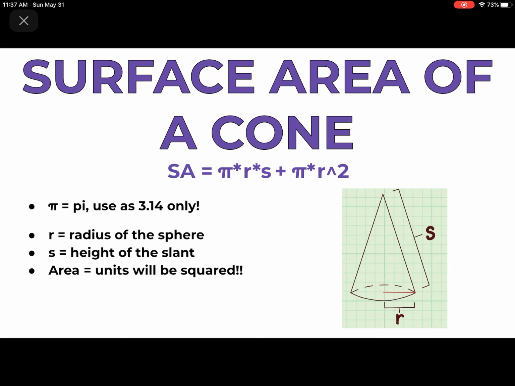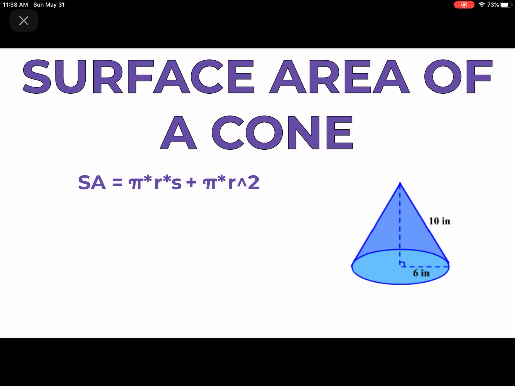Next, a cone. Surface area of a cone is a little bit more in depth. We're also including a new value, so SA is going to equal pi rs plus pi r squared. So again, for pi, we're going to use 3.14. The radius is still going to be the radius of the cone. And s is the height of the slant, so the side of the cone. And since this is area, our units will be squared.